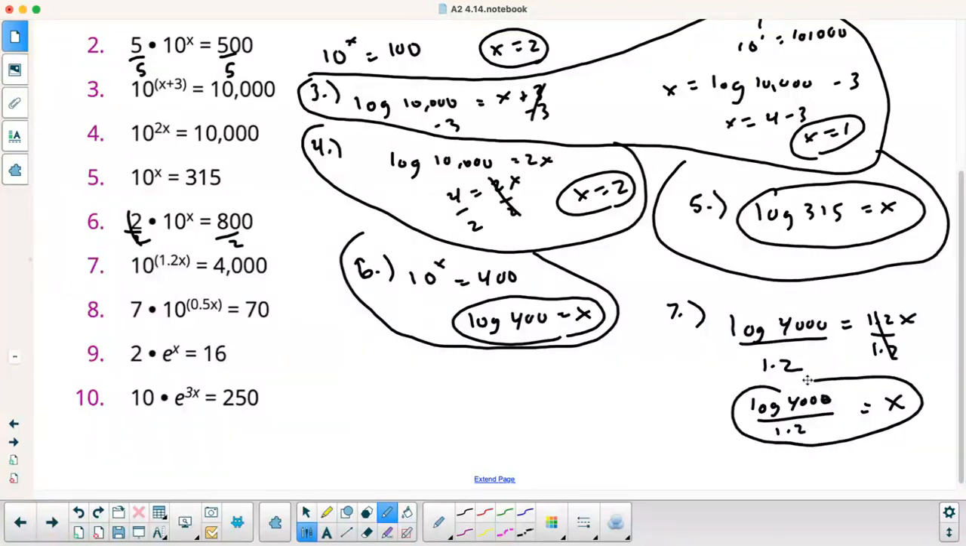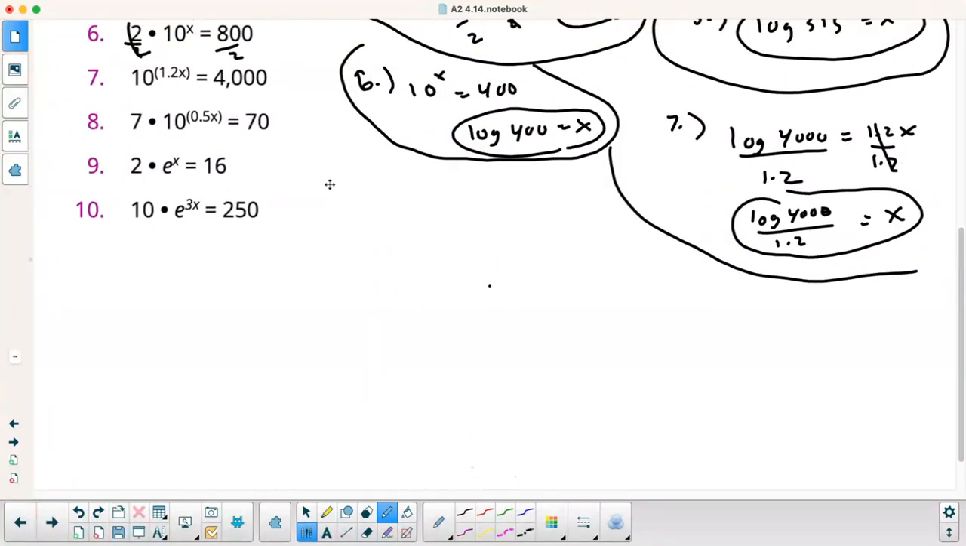There's that answer. All right, let's come over here for 8. So let's divide each side by 7. So I get 10 to the 0.5x equals 10.